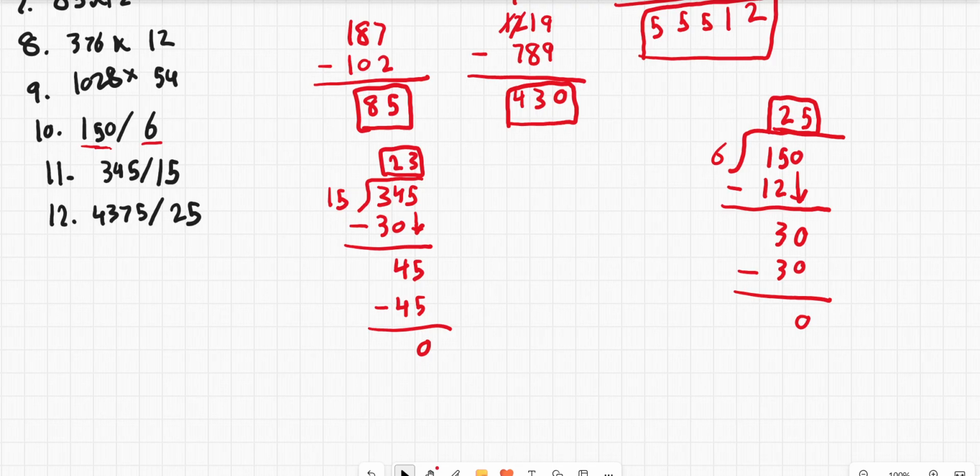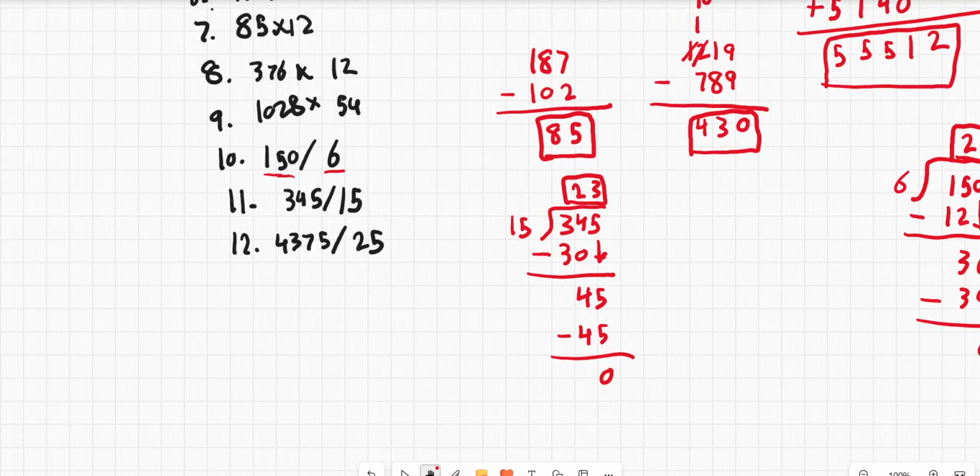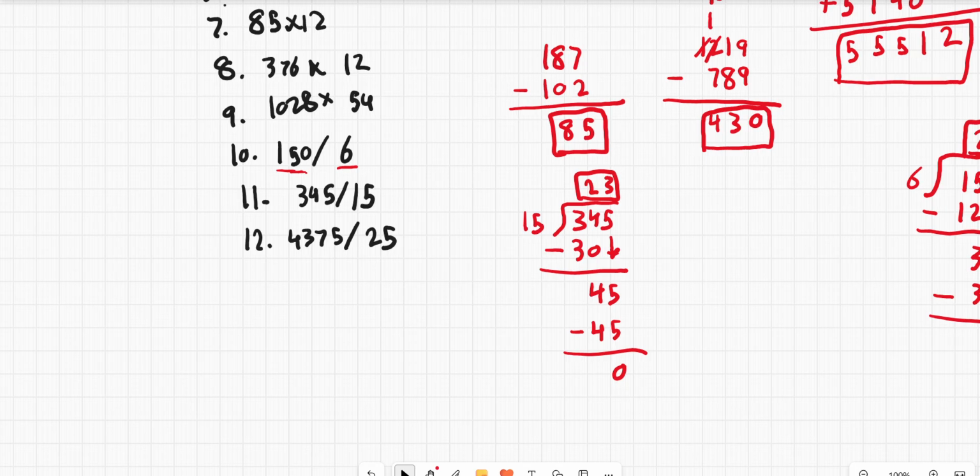Okay, final problem for today will be 4,375 divided by 25, and what we need to do is compare the 25 to the 4 first. That's not going to work. Now we need to bring that 3 to the 4, and now we're going to have 43.